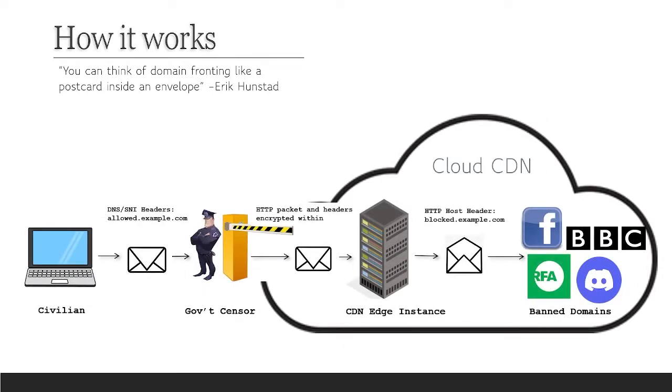Now, to any sensors between the client and a content delivery network, the packets would all appear to be addressed to allowed.example.com and would be allowed, hopefully, to pass through to the CDN hosting that website. Then, at the edge instance of the content delivery network, the edge server will decrypt the packet, read the host header, and upon noticing that the address in the host header is hosted on the same CDN, it's going to proxy the packet to the true destination.